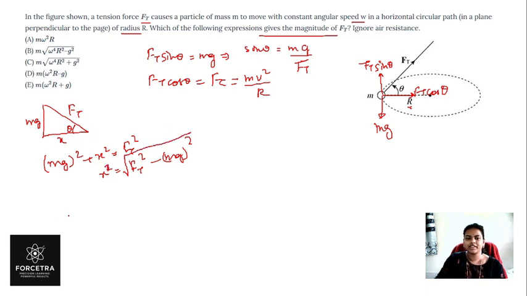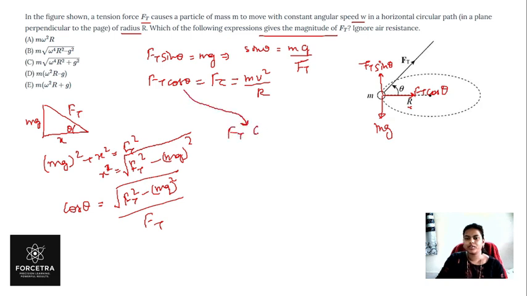So cos theta in this case would be equal to the base. Base is what? Root of Ft square minus mg square, divided by the hypotenuse, which is Ft. So just substitute cos theta in this equation. So it would be Ft into, instead of cos theta I can write root of Ft square minus mg square upon Ft. So Ft would get cancelled, is equal to mv square upon capital R. And this v, I can write v is equal to R omega. Just substitute it here, it would be equal to m R omega square.